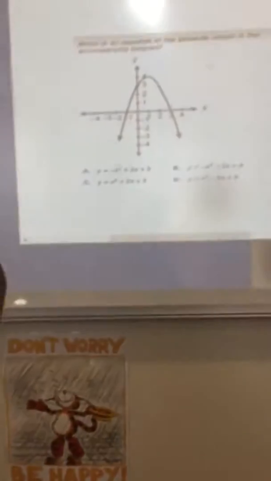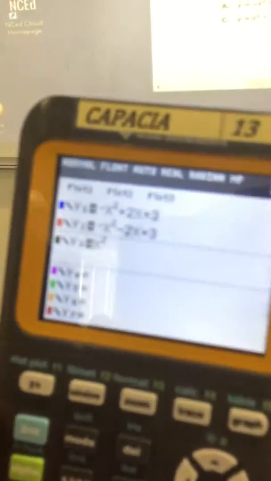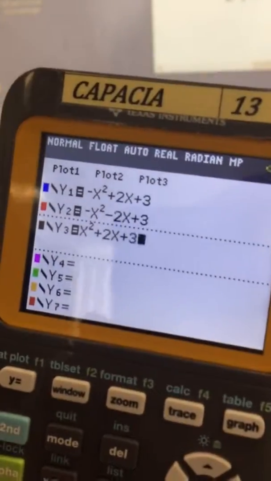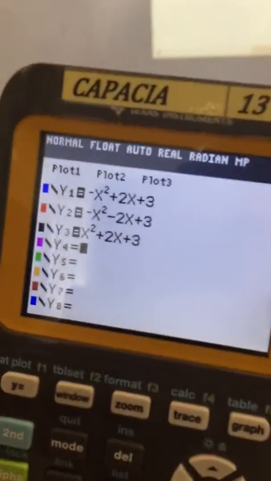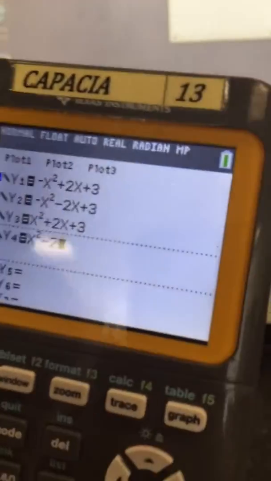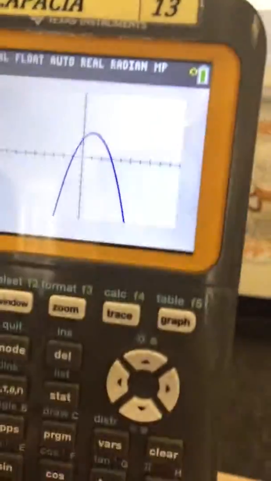Answer choice B is negative x squared, so we type in negative x squared minus 2x plus 3. And then we type in answer choice C, or the third one, which is x squared plus 2x plus 3. Then we type in the fourth one, which is x squared minus 2x plus 3. Then we hit graph.